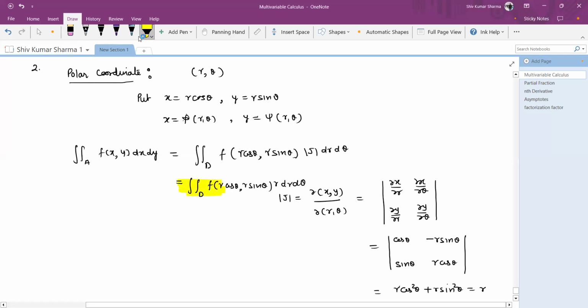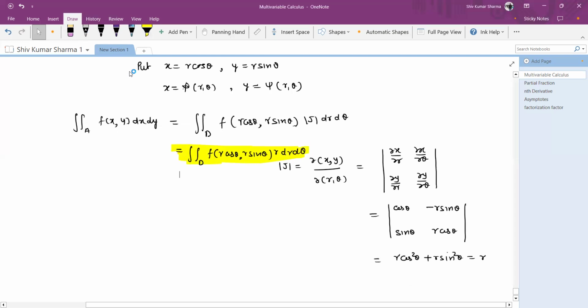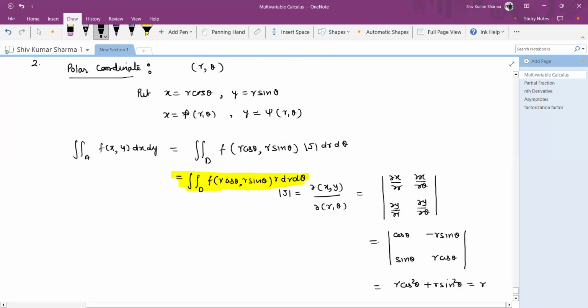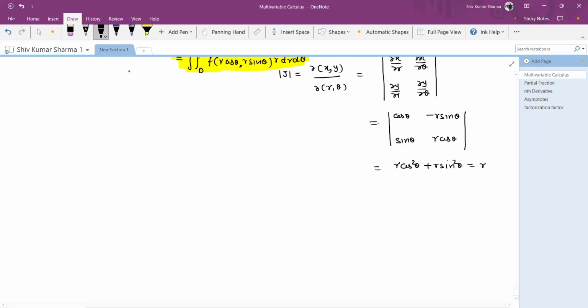So when we convert into polar form, that is, changing the variables x y into the form of r theta, we use this: we put x equal to r cos theta, y equal to r sin theta. Now the third form we use is for spherical polar coordinates.